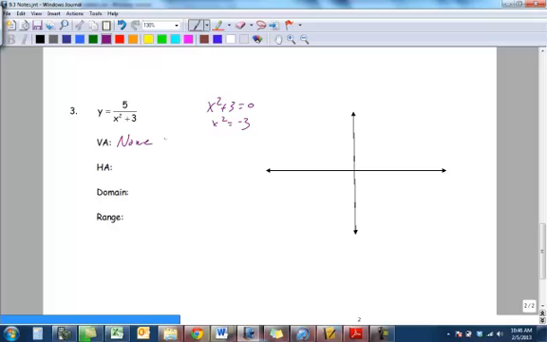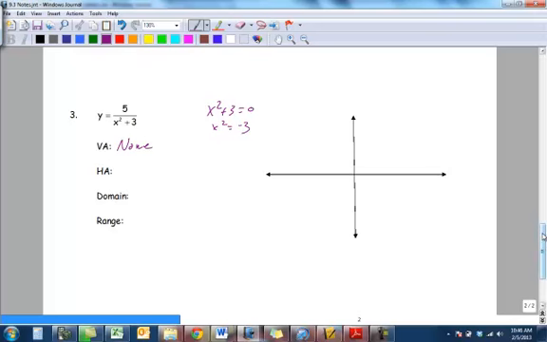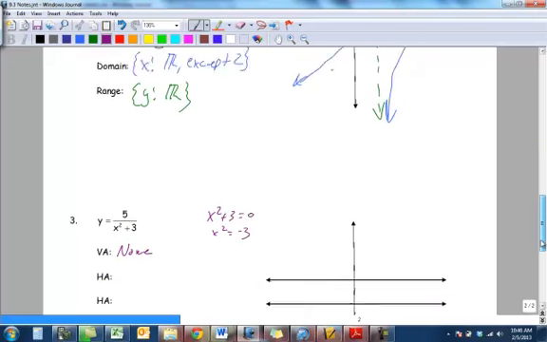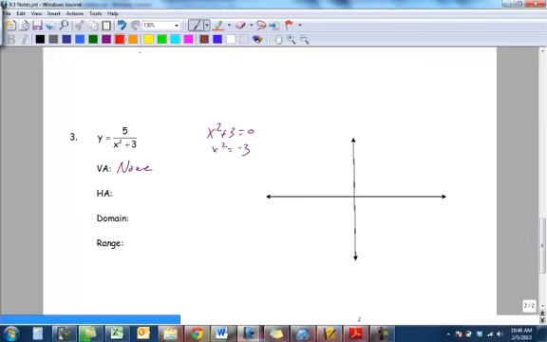vertical asymptote. The horizontal. Now, horizontal, remember, we've got to look at the 3 scenarios. Which scenario does this fit? This is where the bottom exponent is larger than the top. That's the third scenario. So it's y is equal to k. Now remember, k is what's being added after the fraction. So here, there's nothing here. That's like plus 0, right? So our horizontal asymptote is at y is equal to 0. Let's graph that guy.